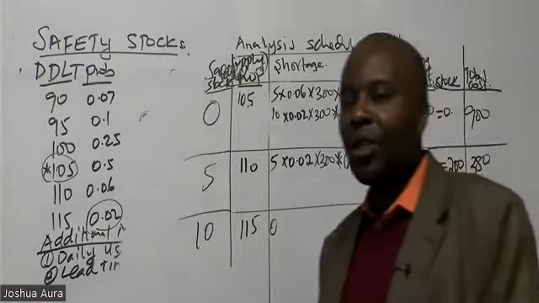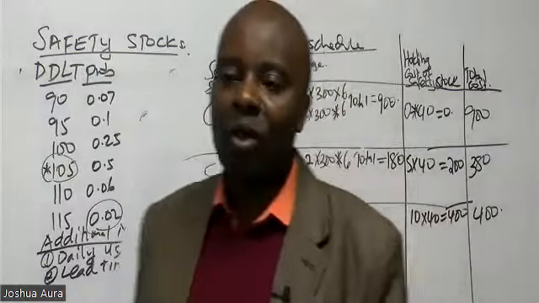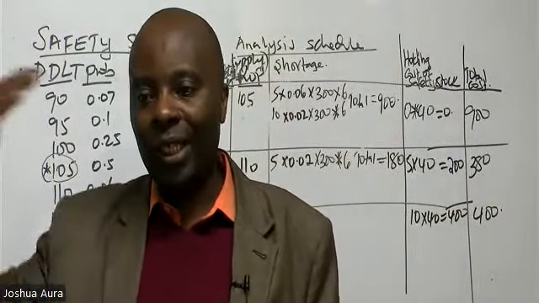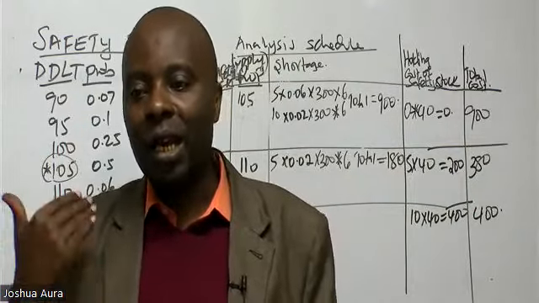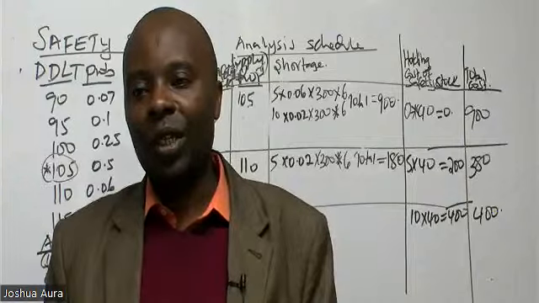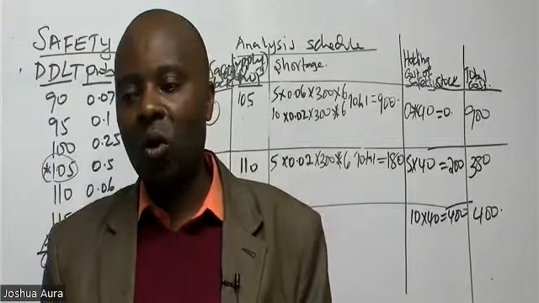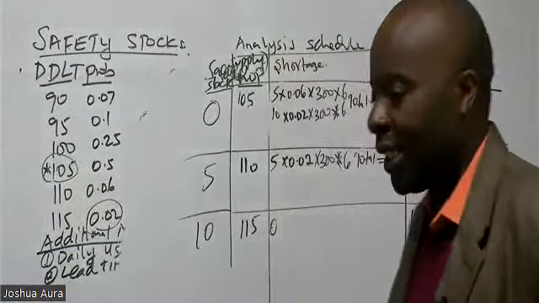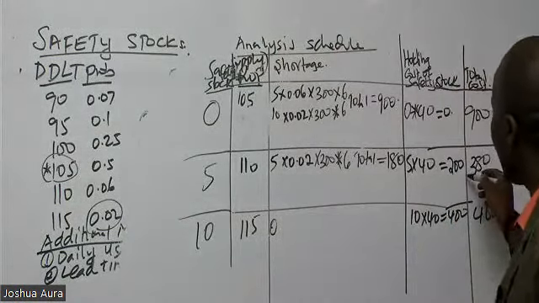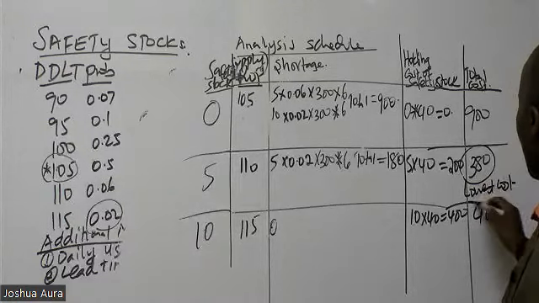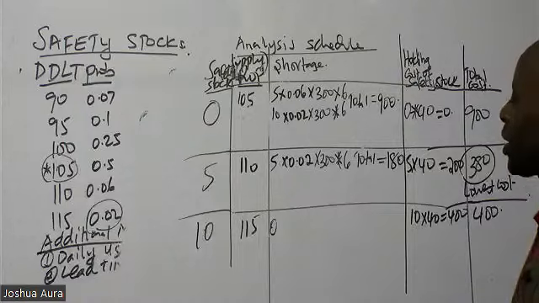And now you make a decision on the basis of the lowest cost. Between the three, which one is the very least cost? Can somebody talk to me? The very lowest cost is 380. This one here is the lowest cost.